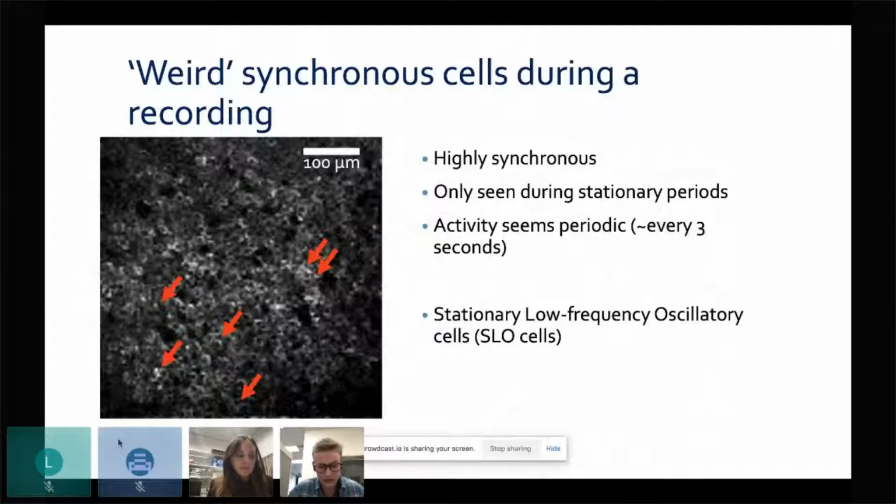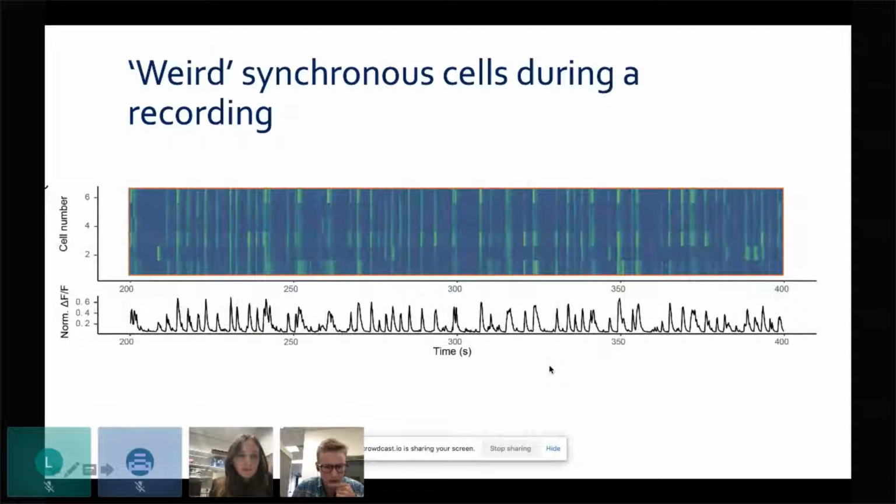Interestingly, we only saw these during stationary periods, when the mouse was not moving, and the activity seems to be periodic. For these two reasons, I'll call them stationary low frequency oscillatory cells, and for the rest of this presentation, slow cells. We don't have the video, but on the next slide I have a little graphic to show you their behavior.